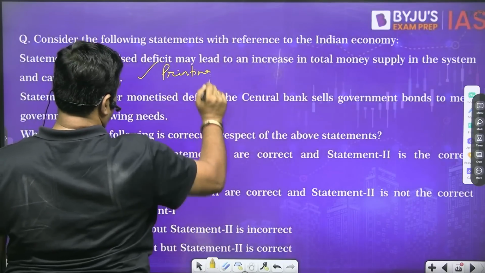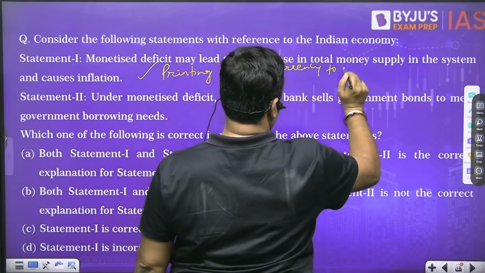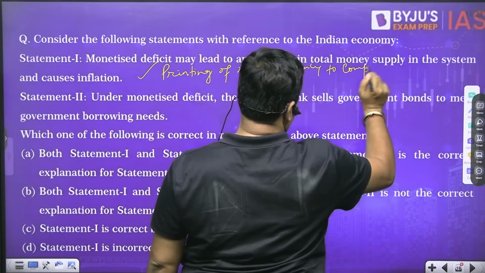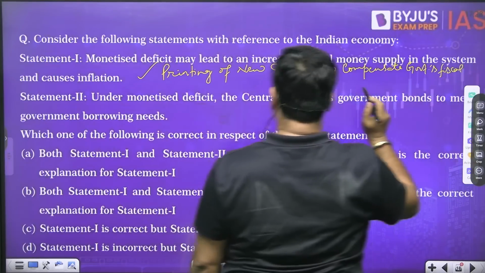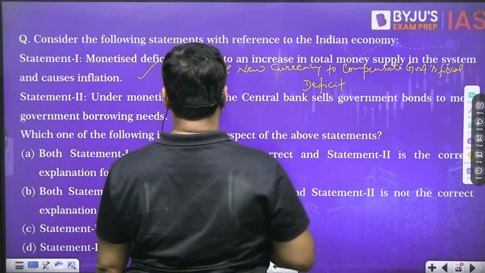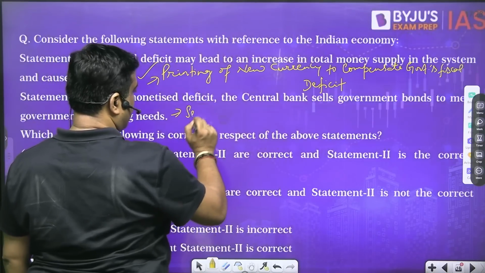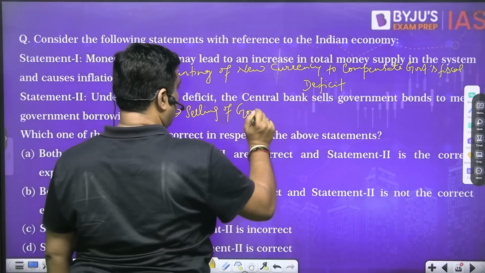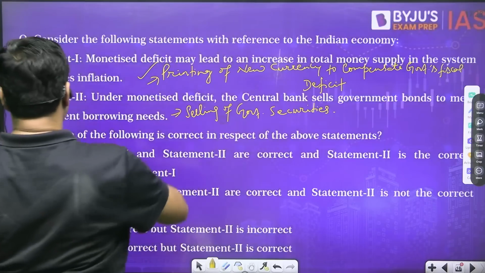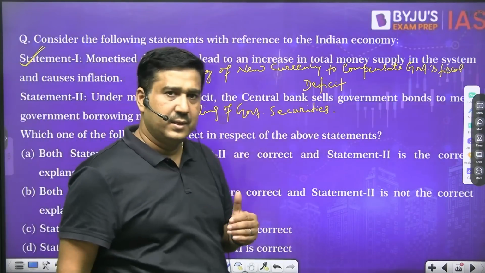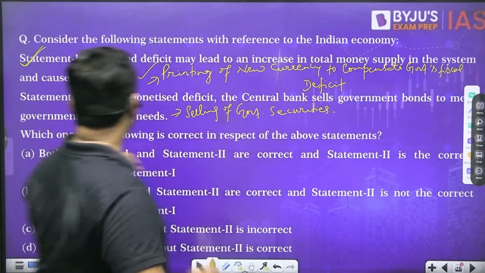Printing of new currency to compensate government's fiscal deficit, this way it is called direct monetization, or second can be selling of government securities to the banks. So the first statement is absolutely correct, because if there is monetized deficit, that means government expenditure is crossing its limit, and when government starts spending more and more, it has inflationary impact.